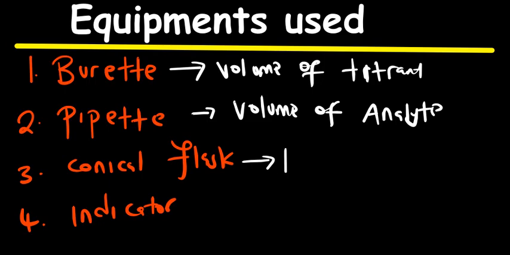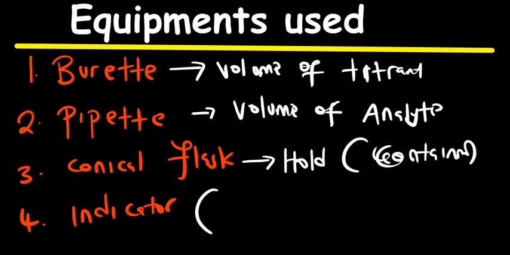So this one holds the analyte, or let's just say it's a container for the analyte. Then indicators, these are just substances that change the color when the reaction is complete. Okay, they're just going to indicate that now the reaction is complete, as you are going to be doing that. But now, what is the procedure that is involved when you're titrating?